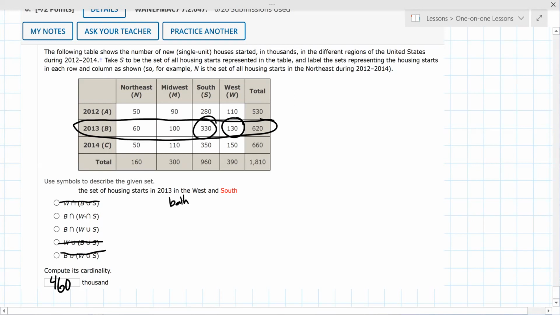So it's West or South. West or South is good because if it was 'and South,' there are none that are in both the West and the South. So that's why that one is out. It must be letter C there. Okay. Just entering the answers. 460,000. Great. Okay.